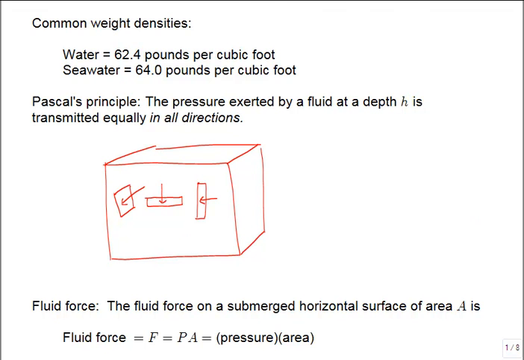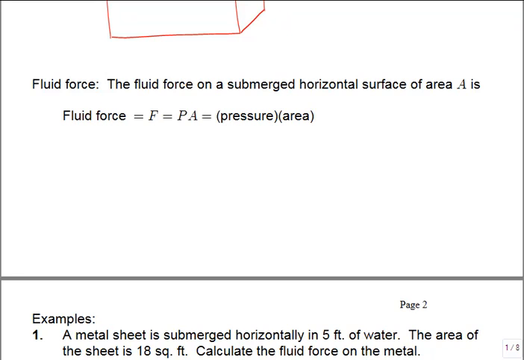Now when we talk about fluid force, which is what we're going to be calculating throughout this lecture today, the fluid force on a submerged horizontal surface of area A is given by the pressure times the area. And we know from up above that pressure is defined to be that weight density W times the depth h. So this is W times h times our area A, and so this formula for fluid force just becomes WhA. Now this is when we have an object submerged horizontally.